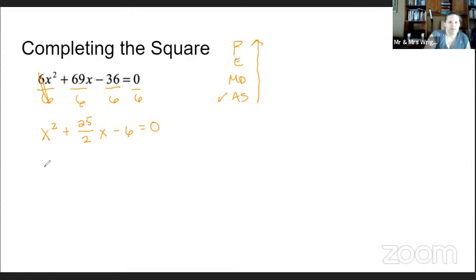So you've got x squared. Here I'm going to write plus 25 over 2x. My negative 6, I'm going to move from the left to the right, and it becomes a positive 6. And I left a space here. So what's half of 25 over 2?